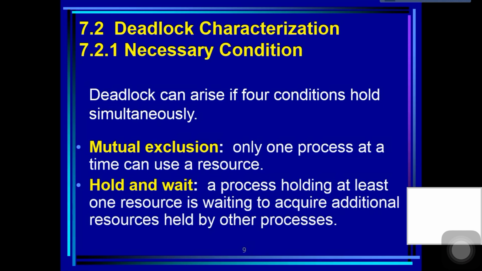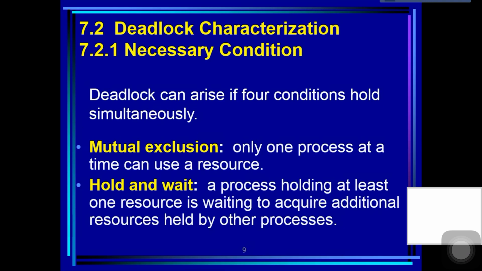First, necessary conditions. A deadlock situation can arise if the following four conditions hold simultaneously in a system. Mutual exclusion. At least one resource must be held in a non-shareable mode. That is, only one process at a time can use the resource. If another process requests the resource, the requesting process must be delayed until the resource has been released.